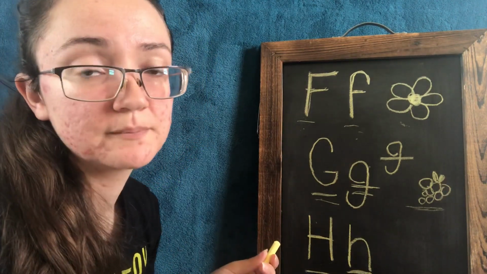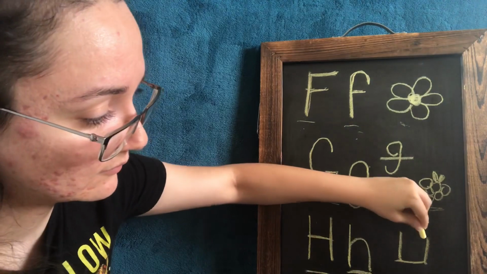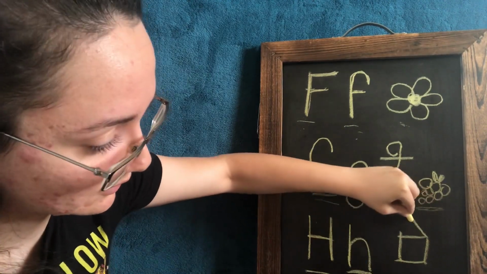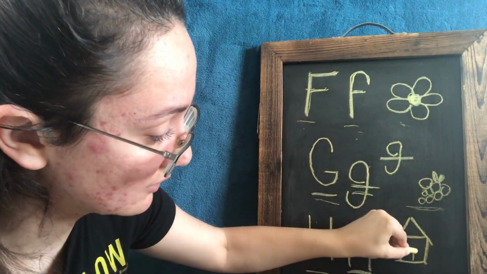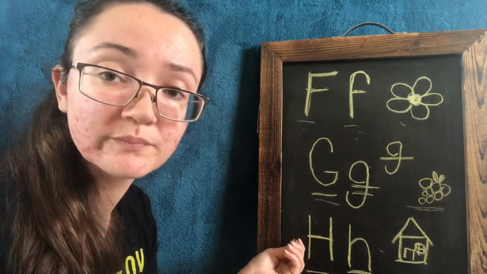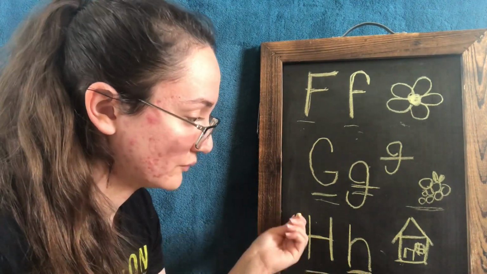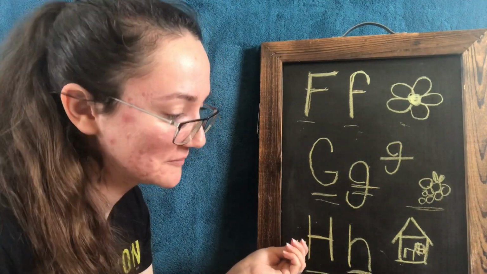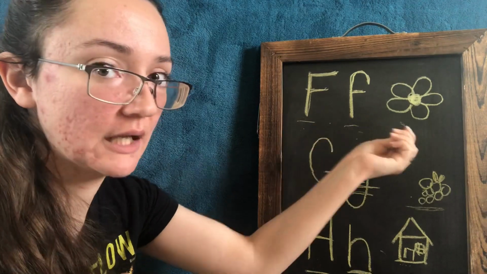Now, words that start with H. House. House starts with H. So I'm going to draw you a house, okay? And you just give it little things like that. So this is your house now, okay? And you give it a door, and you give it a window. That's your house. Okay, so H stands for house. Or starts the word house. Sorry. H. House. Okay, H, house. G, grapes. F, flower.